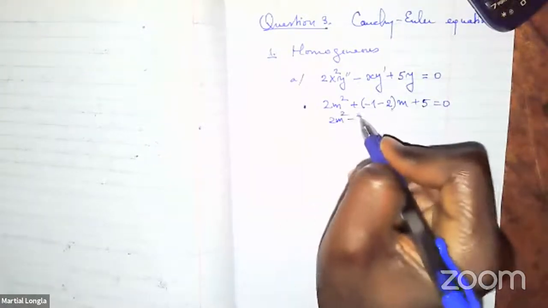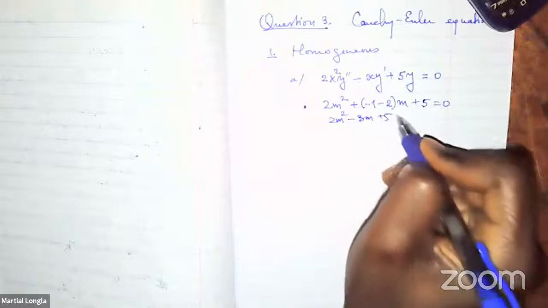2m squared minus 3m plus 5 equals 0. What are the solutions? You can use the quadratic formula.